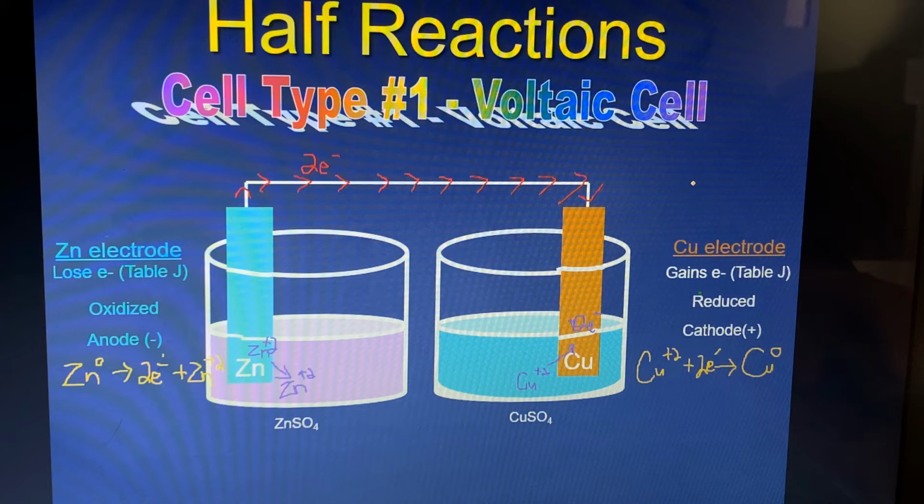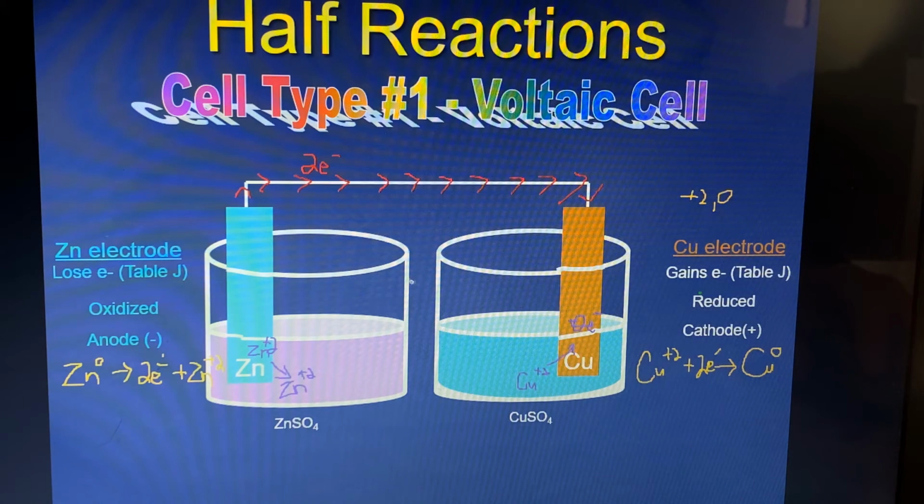Another way you can figure this out: you know that the copper ion is plus 2 and the copper atom is 0. Which way is reduction, 0 to plus 2 or plus 2 to 0? Plus 2 to 0 has to be the reduction side. That's a way you can figure this one out as well. Flip side over here, you've got 0 and plus 2 for zinc. For it to be oxidized, it's got to go from 0 to plus 2. Then you can just write the half reaction to make sense.